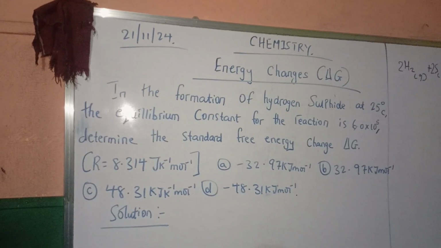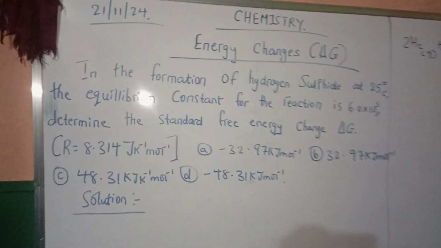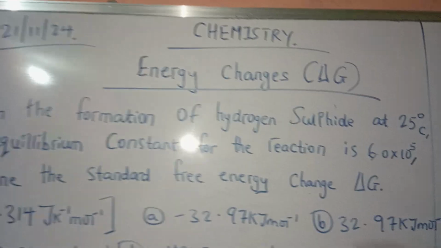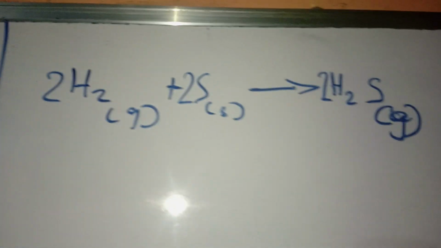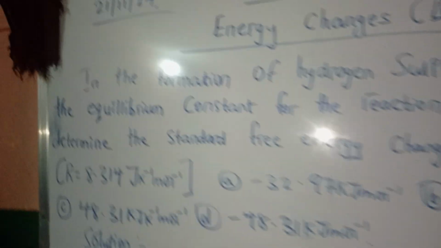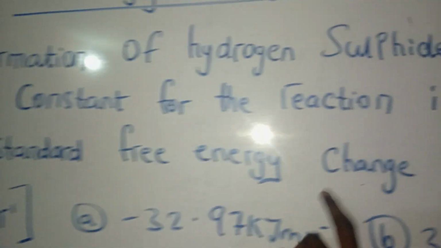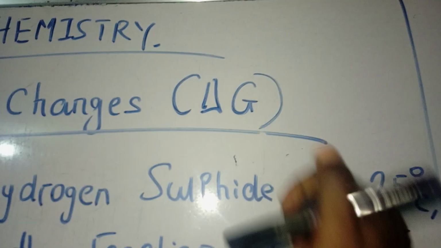I'll be teaching on energy changes. Now, let's look at this question. In the formation of hydrogen sulfide at 25 degrees Celsius, your normal room temperature, this is an equation for the reaction describing the formation of hydrogen sulfide. Now, they say we should determine the standard free energy change. That is our delta G.